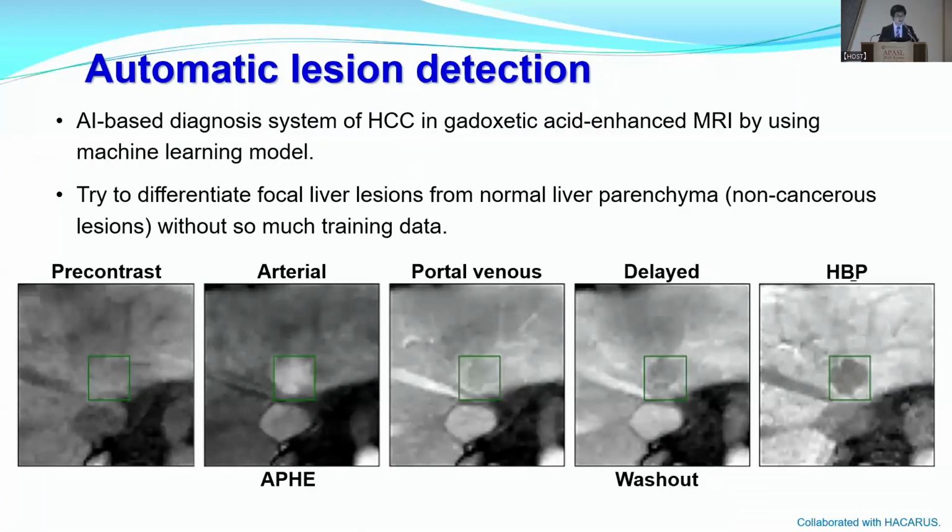So finally, I'd like to show about the automatic lesion detection that we are working on. So we are now developing the AI-based diagnosis system of HCC in gadoxetic acid enhanced MRI by using a machine learning model. So this model may try to differentiate focal liver lesions from normal liver parenchyma without so much training data compared with the convolutional neural network model.